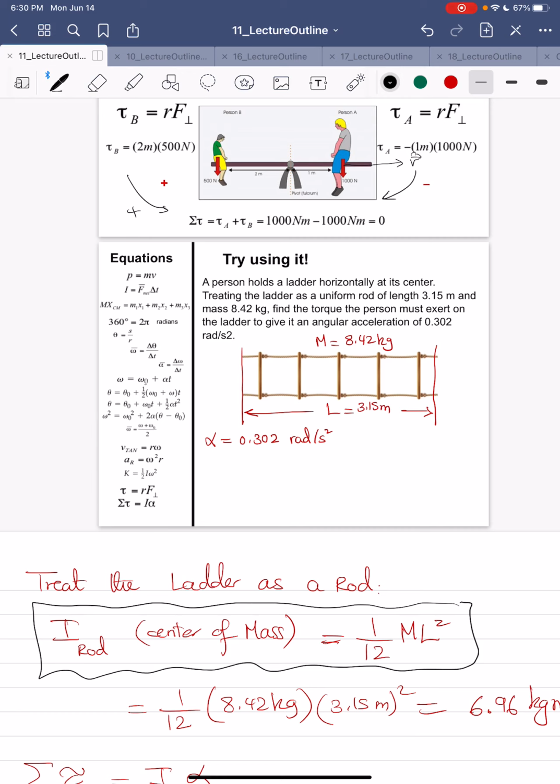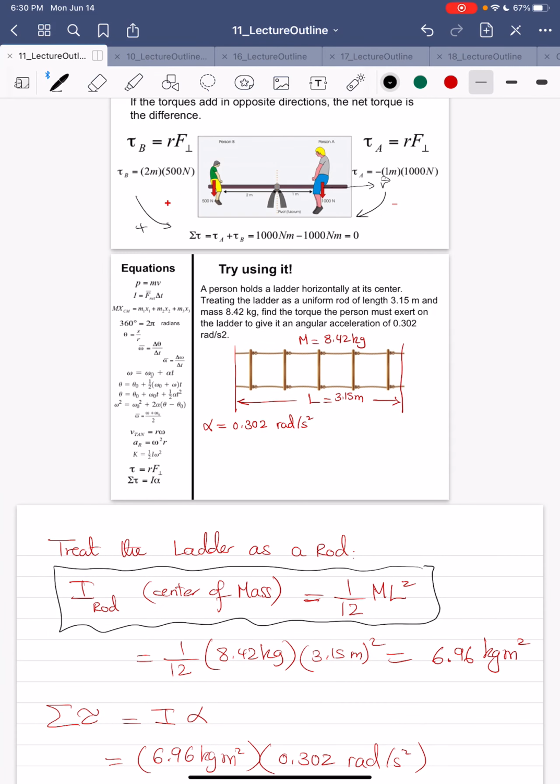There is another one, which is 1/3, and that 1/3 is going to be used when you are rotating an object about one of its ends, and it is 1/3 ml squared. Then you have to pay attention when you are picking your equations.